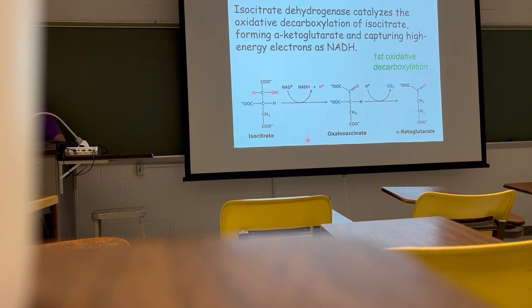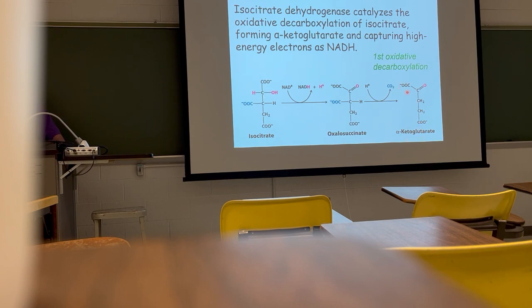The next step starts with isocitrate and is going to reduce NAD to NADH while oxidizing the isocitrate and removing a carbon dioxide. So the carbon dioxide comes from this carboxyl group in isocitrate. It's released as carbon dioxide gas. And this carbon 2 is oxidized from an alcohol to a carbonyl. And so now we have a new 5-carbon molecule that is called alpha-ketoglutarate.